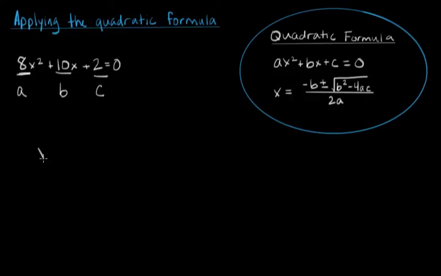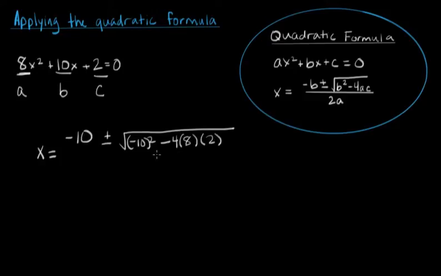Okay, so x is equal to negative b, which is negative 10, plus or minus the square root of b squared, so that's negative 10 squared, minus 4 times a, which is 8, times c, which is 2, all over 2 times 8, which is a. Okay. So now let's go ahead and simplify.